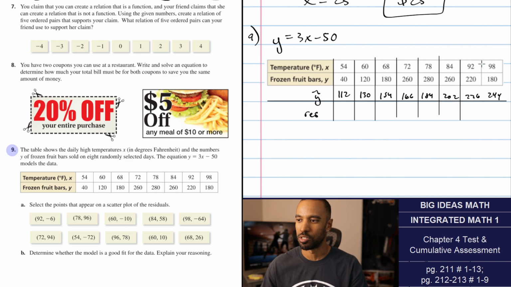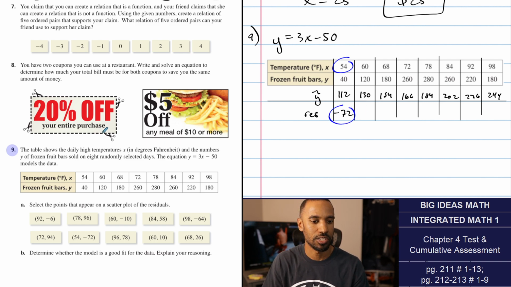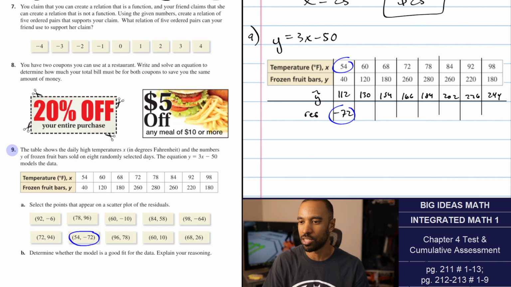Okay. Normally I wouldn't do this for my tables, but I wanted you to see what we're doing specifically. So 40 minus 112, right? That's negative 72. So what I'm trying to see is 54 comma negative 72 on here. Is it one of the sets? 54, negative 72, it is. So that's one of the answers.